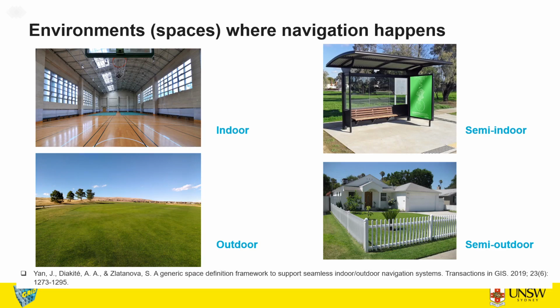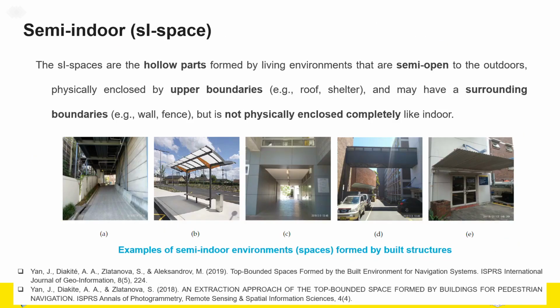In our previous research, we have classified spaces into 4 types. Besides the well-known indoor and outdoor, we introduced semi-indoor and semi-outdoor. This paper focuses on semi-indoor spaces. Such kind of spaces can be seen very often. They are physically enclosed from above and open from the surroundings. On this slide, you can see several examples of such spaces.